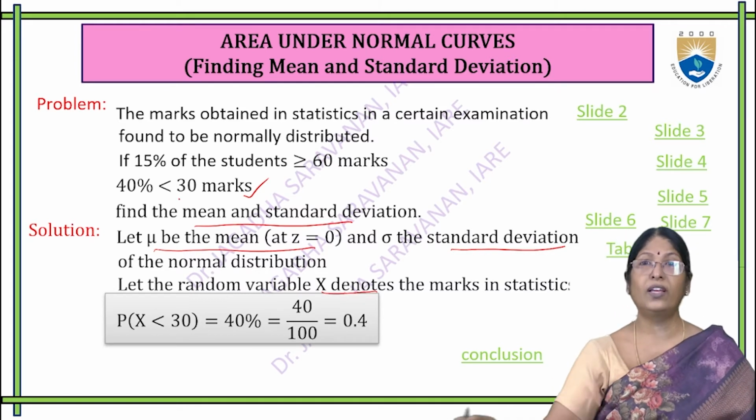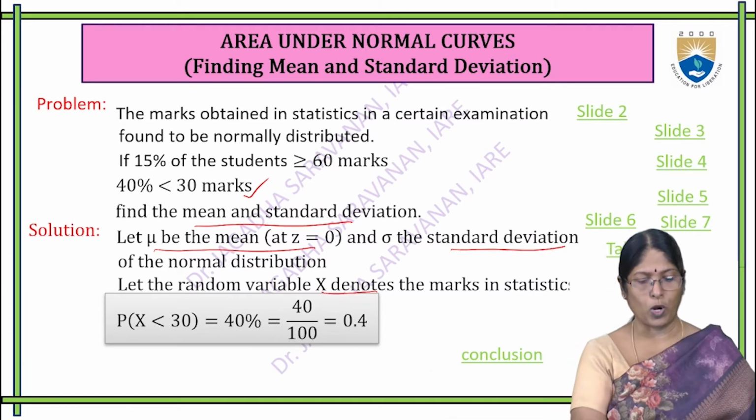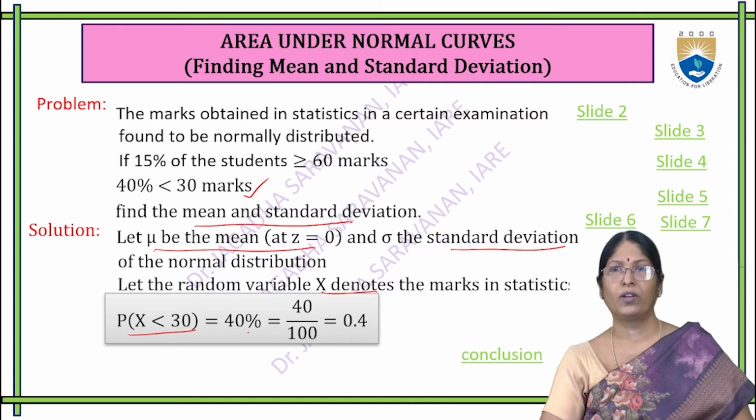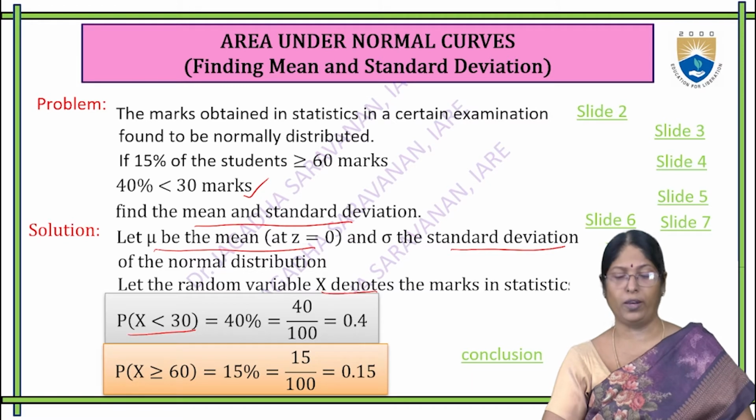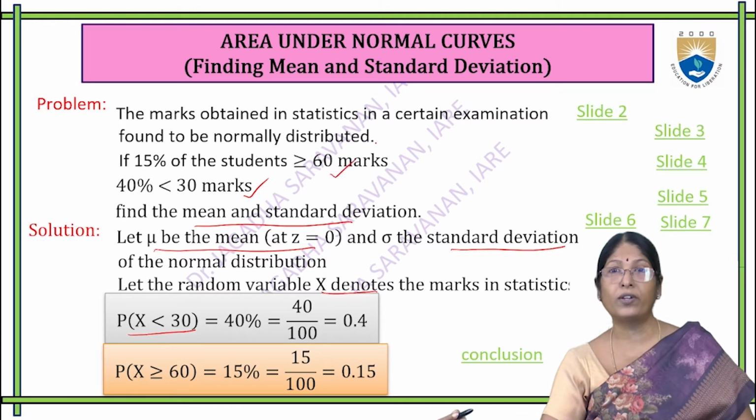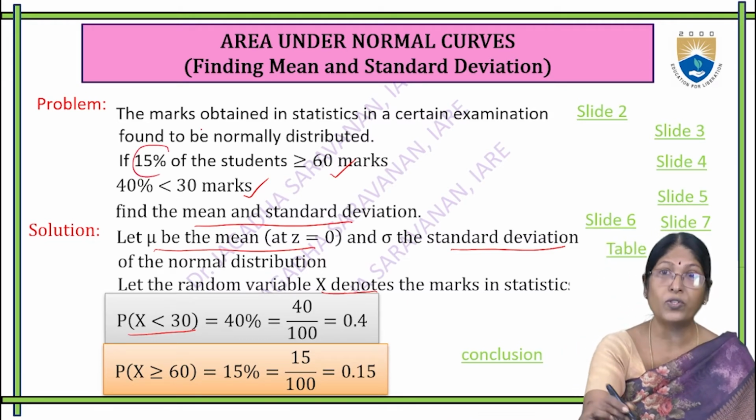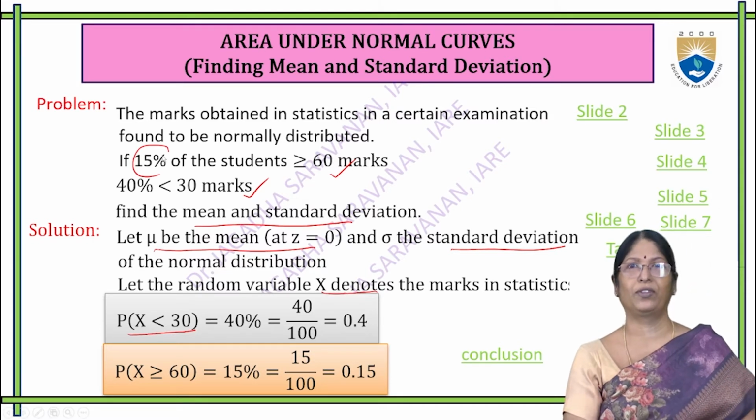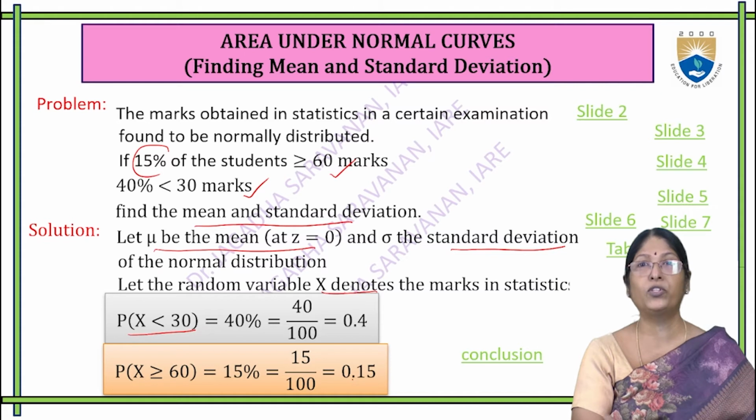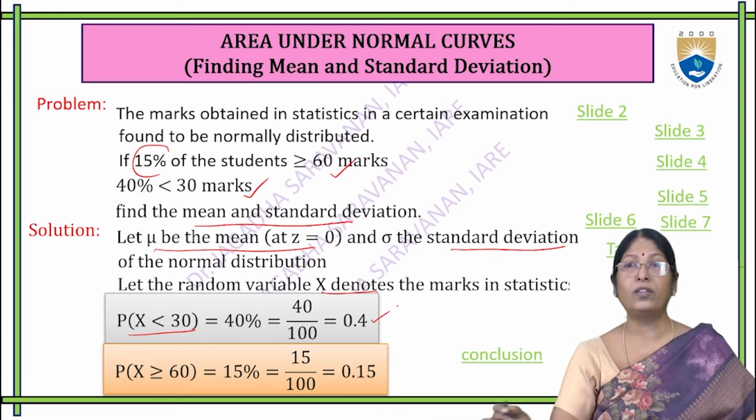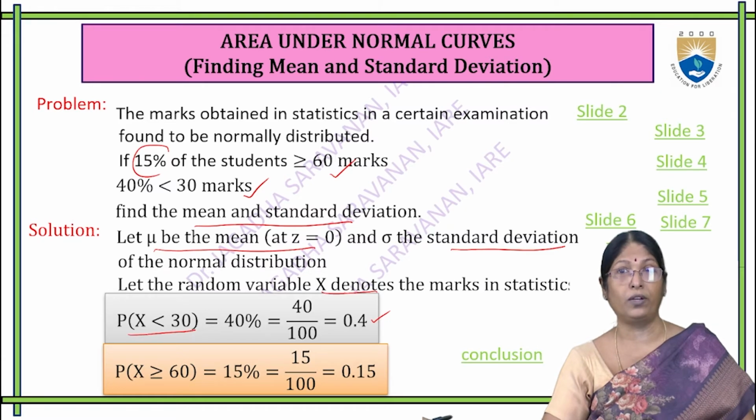Here, less than 30 marks is given. So the probability of X less than 30 is 40%, so 40 by 100, that is 0.4. The next data given is greater than or equal to 60. So the probability of X greater than or equal to 60 is 15%, so 15 by 100 equals 0.15. This is the data given in our question: 0.4 and 0.15.